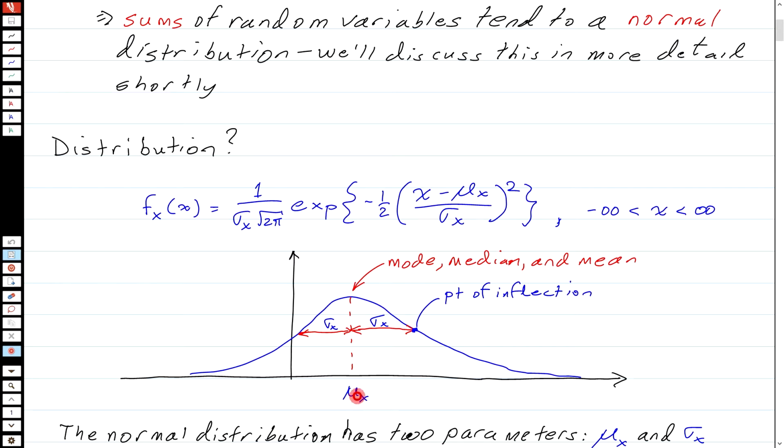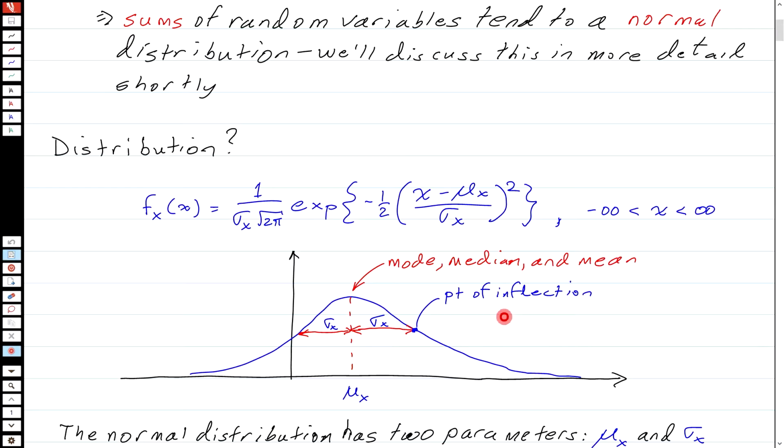It's the middle of the distribution, and it turns out that that balance point is also the mode and the median of this distribution. The standard deviation is the distance from the mean to the point of inflection, and if you recall, a point of inflection is the point where the curve stops curving this way and starts curving this way. In fact, it's a straight line at the point of inflection. We don't really need to know that for this course. It just gives us a sense of how wide this distribution is.